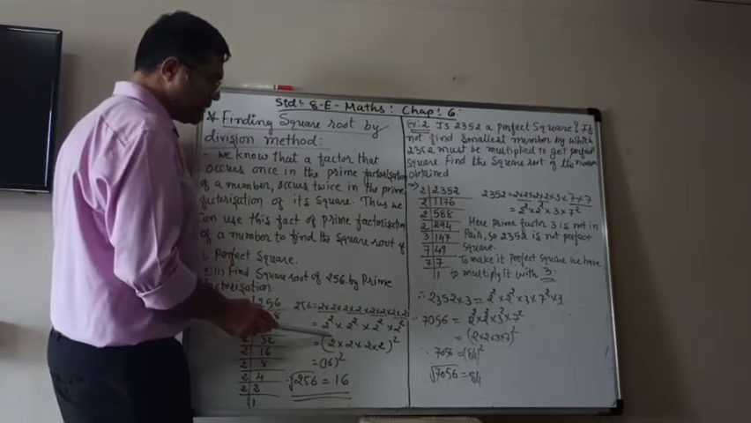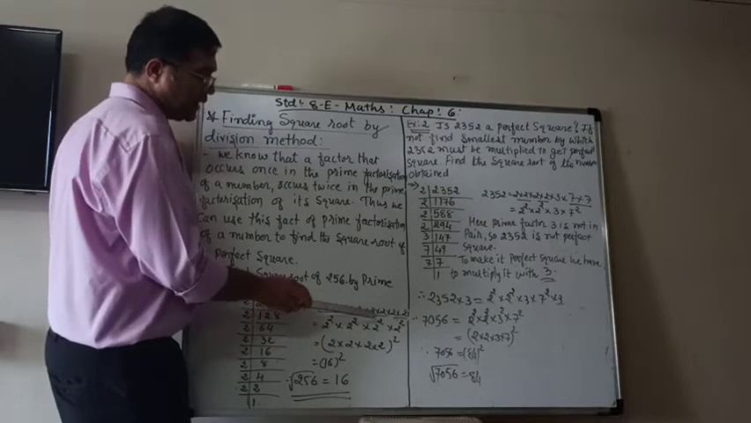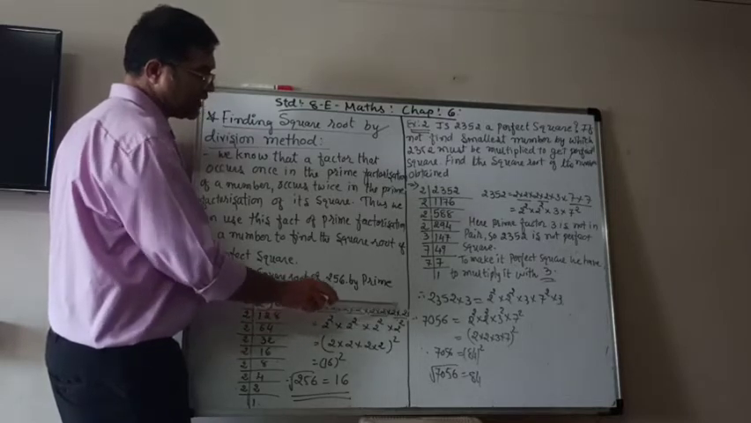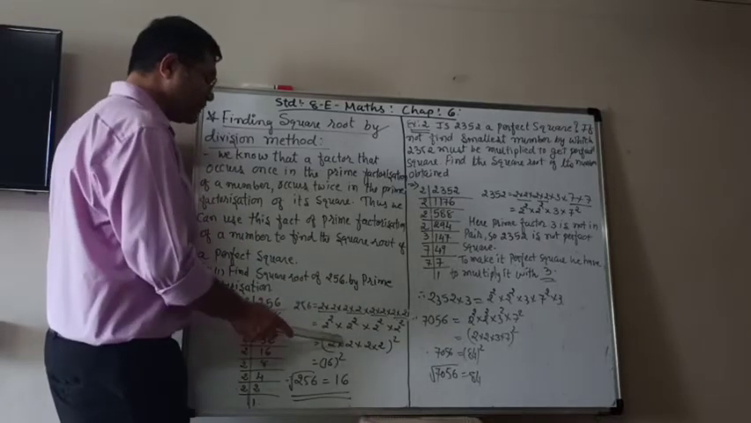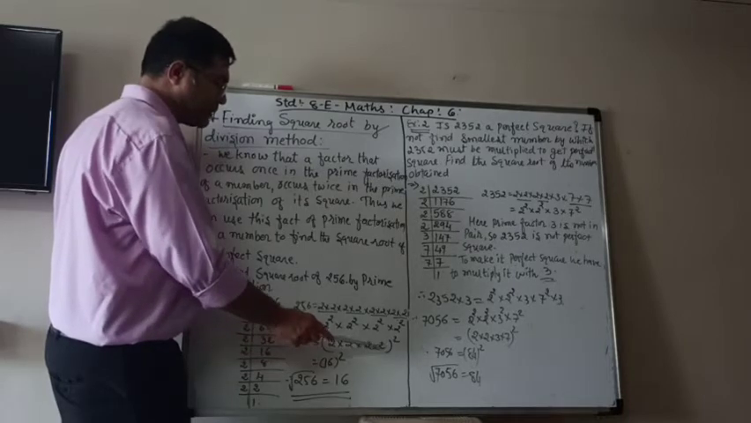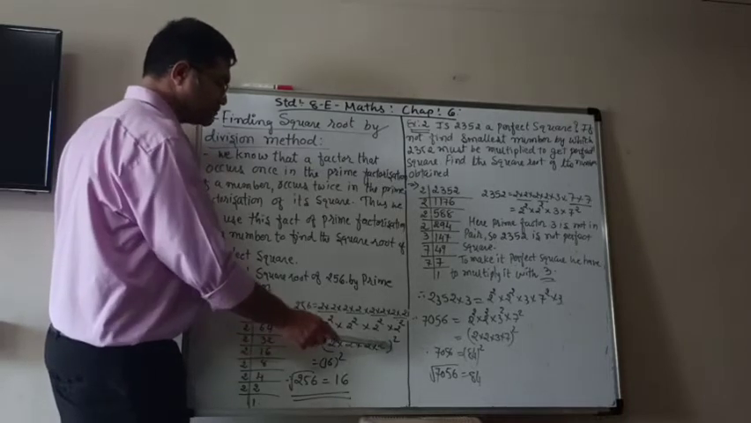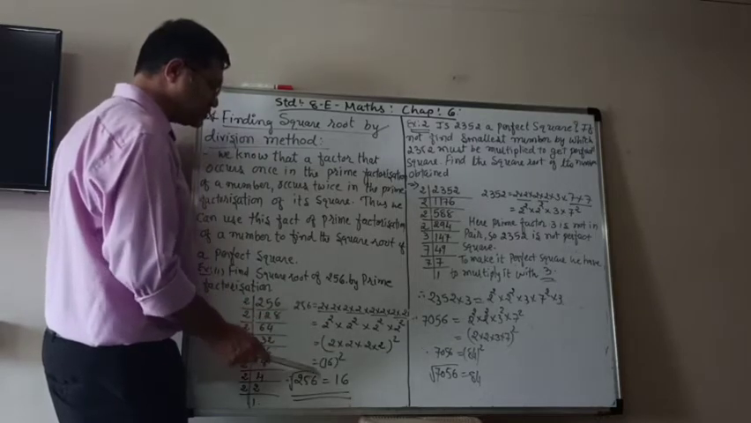Pairs means 2 multiplied by 2 is 2 squared. Again 2 multiplied by 2 is 2 squared, and so on. How many times 2 squared? 4 times. So 2 multiplied by 2 multiplied by 2 multiplied by 2, and the whole bracket squared, that is 16 squared. So 256 is 16 squared.